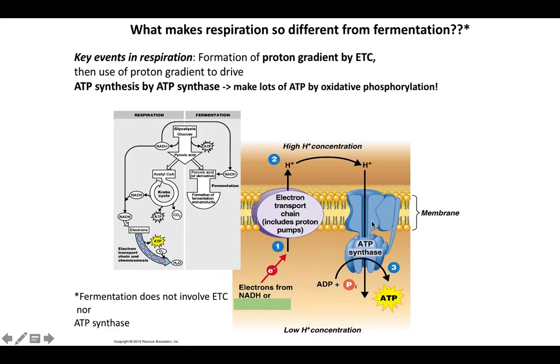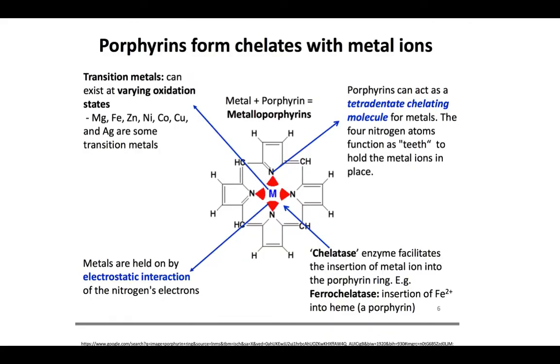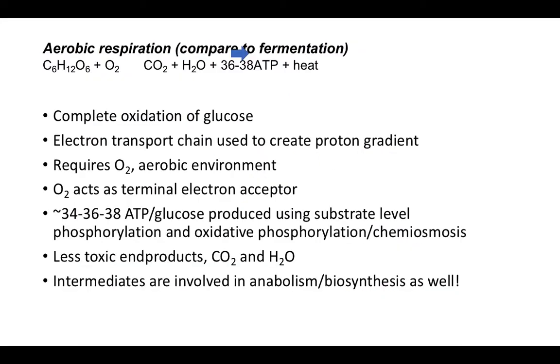So this was huge when the electron transport chain, the proton gradient, and ATP synthase evolved. This is what permitted massive amounts of ATP to be made from the high energy electrons of glucose. And again, folks, just a reminder that the evolution of the porphyrin rings were really important.